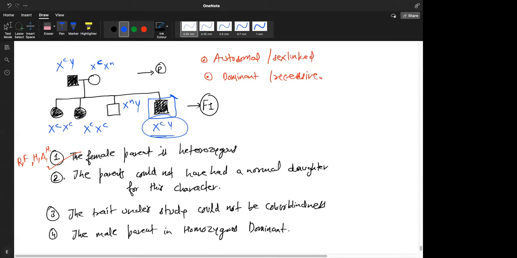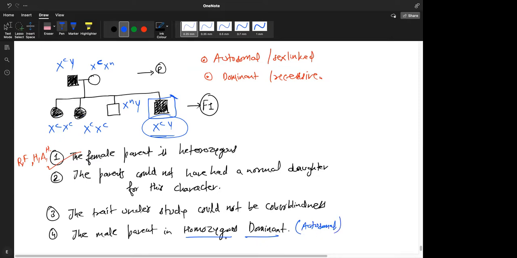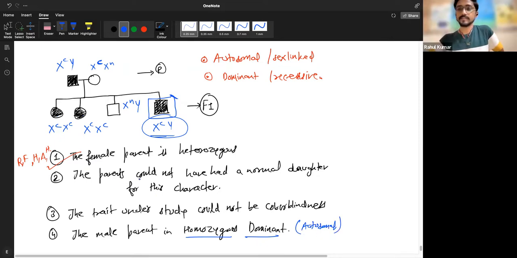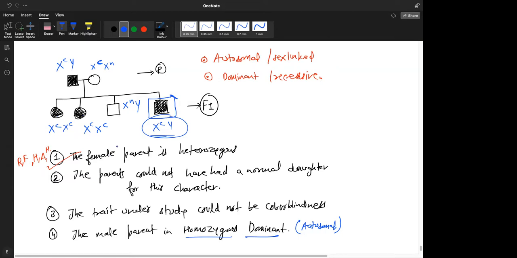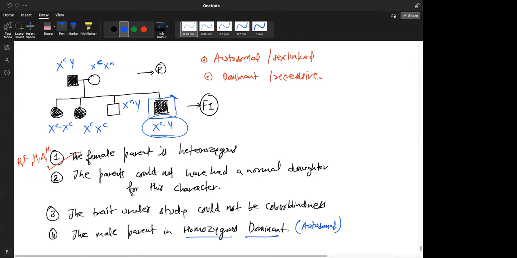Yes, sir. So among this, the male is a homozygous dominant. It can only be true for an autosomal disorder, right? Because a male can never be homozygous dominant for a sex linked. You understand that? For that matter, a male can never be dominant or recessive for X linked. It can either be normal or infected. So even if some disease is recessive, but it is on the X chromosome, it behaves like dominant in the males because males have only one X, right? Everyone? Yes, sir.